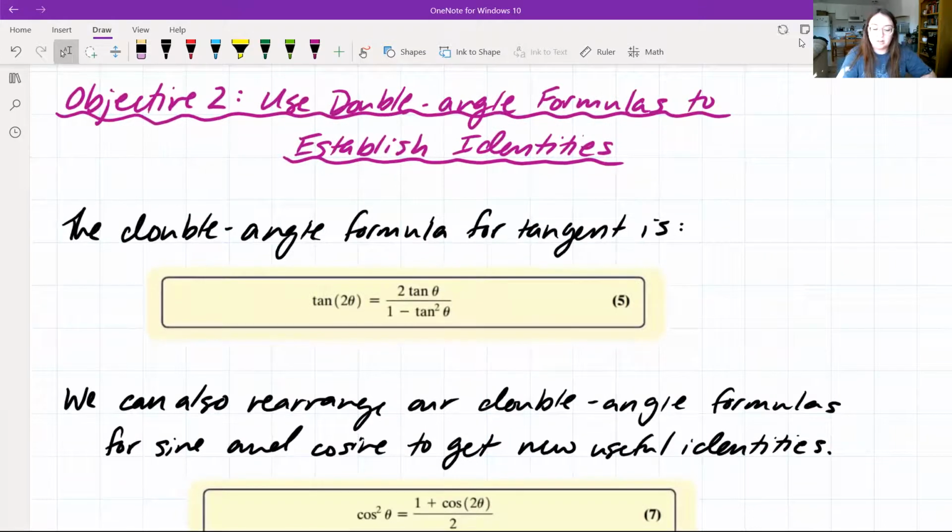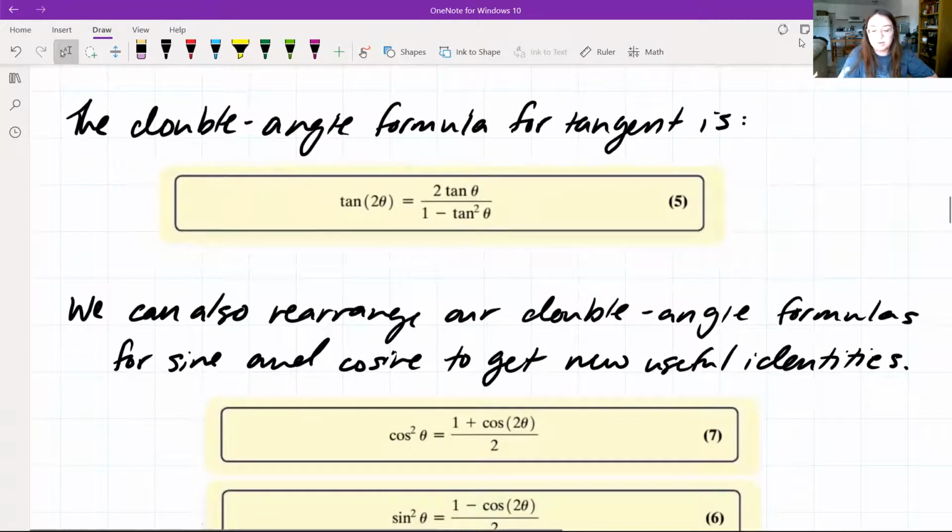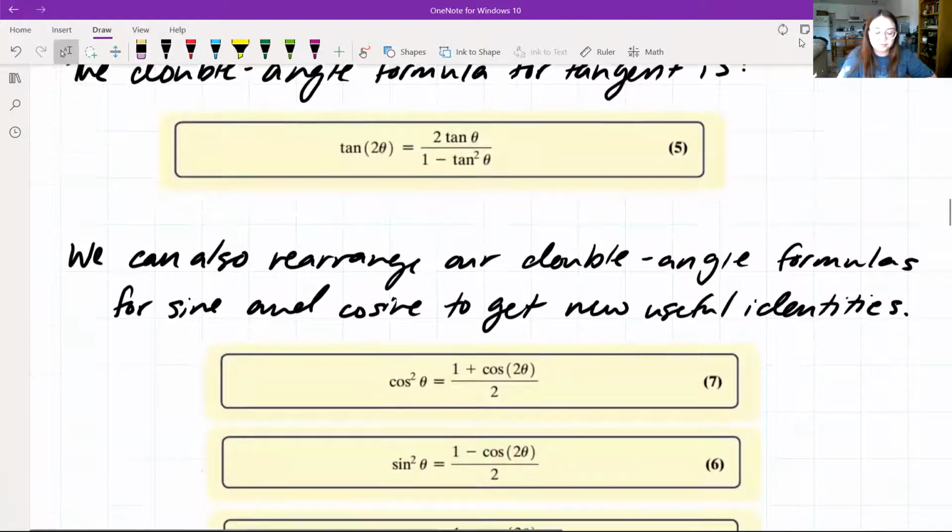Moving on to our next objective, we have objective 2, which is use double angle formulas to establish identities. The double angle formula for tangent is tangent of 2 theta equals 2 tangent theta divided by 1 minus tangent squared theta.